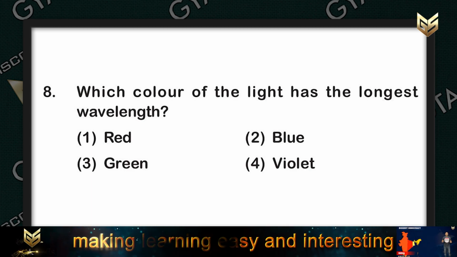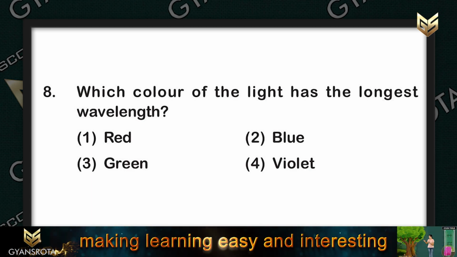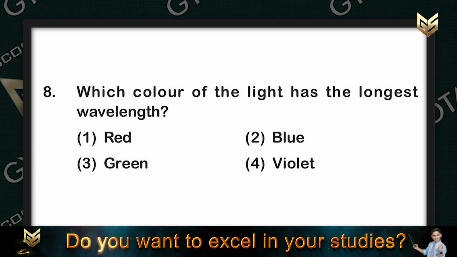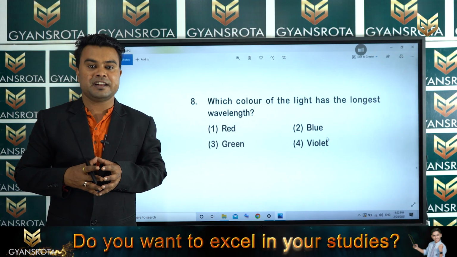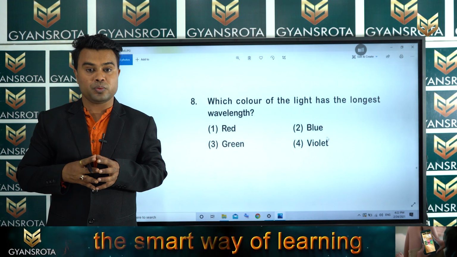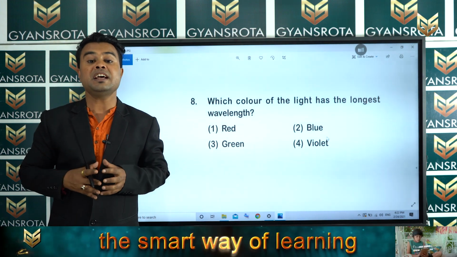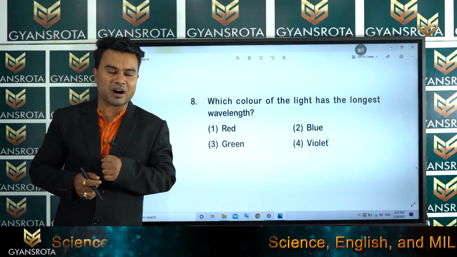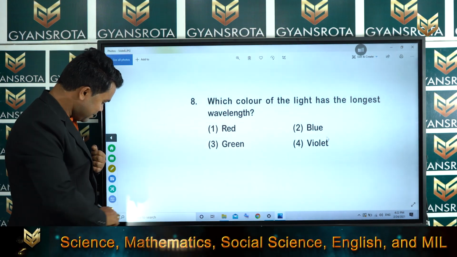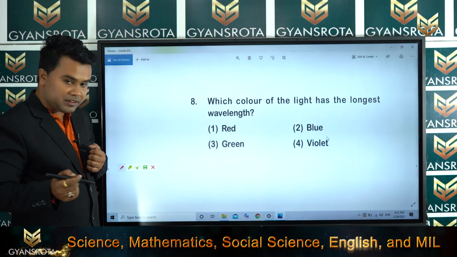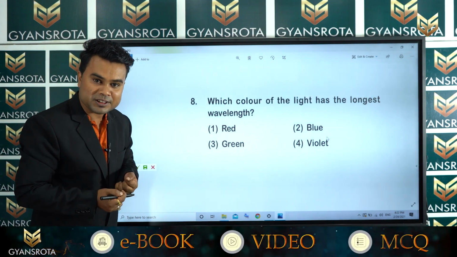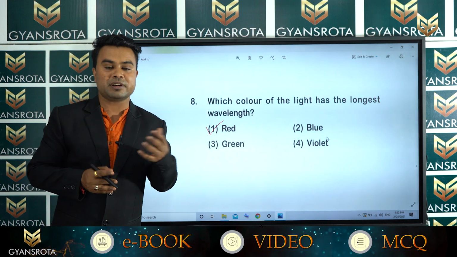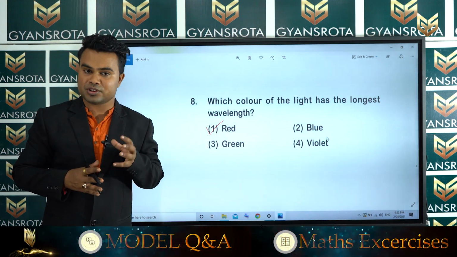Which color of the light has the longest wavelength? Which color is the least scattered one? We all know that color is red. Red has got the highest wavelength, that's why red is used as a danger light also. So this is a very direct question which is for 4 marks in 2019. This type of question they do give, so that some questions are bonus for you. There is a 4 marks question which you can easily calculate or easily know. So this is the end of question number 8.